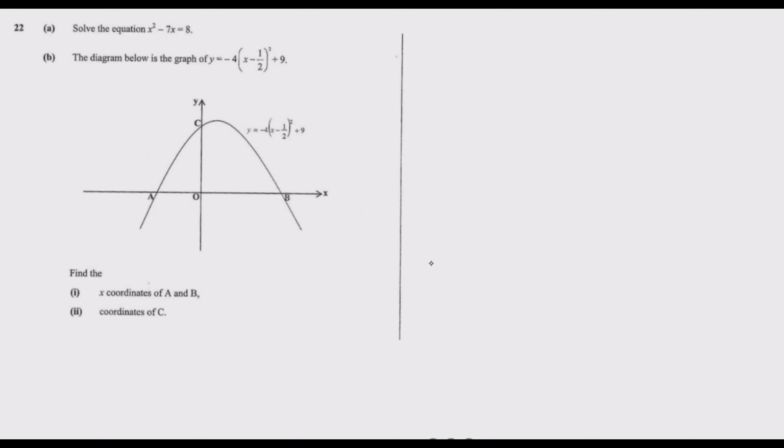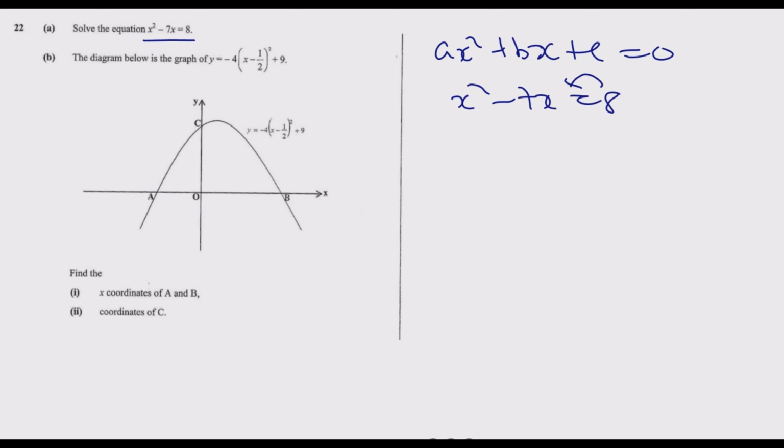If you look at this equation, it is nothing but a quadratic equation in the form ax squared plus bx plus c equals 0. We have x squared minus 7x equals 8. We take 8 to the other side, it becomes negative. So we have x squared minus 7x minus 8 equals 0. In this case, the product is 1 multiplied by negative 8, which is negative 8, and the sum is negative 7.